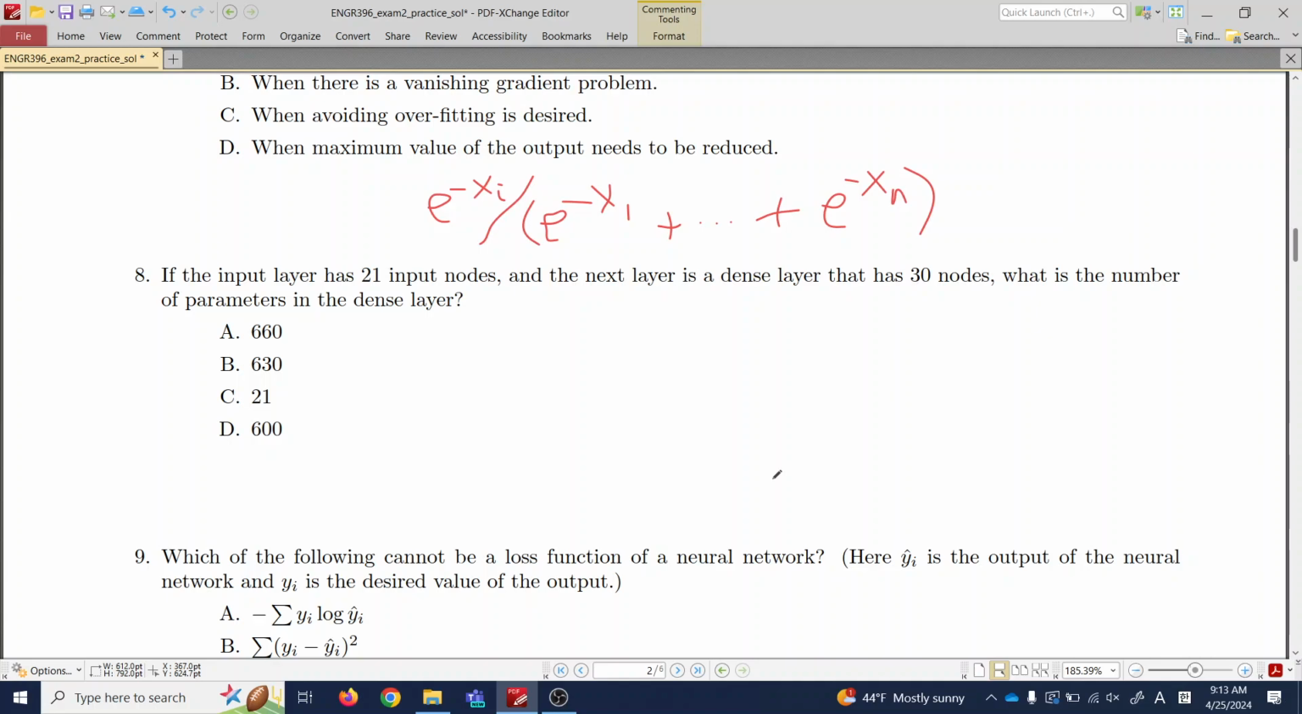Okay. If the input layer has 21 input nodes and the next layer is a dense layer that has 30 nodes, what is the number of parameters in the dense layer?